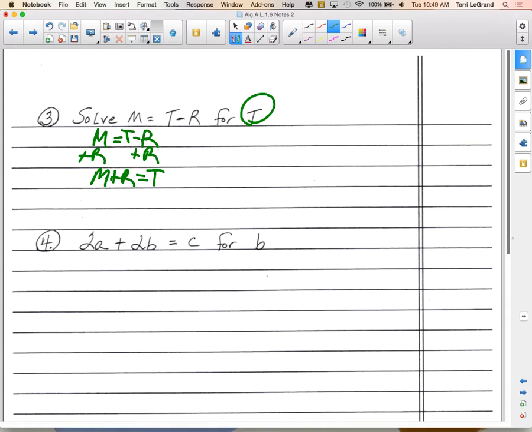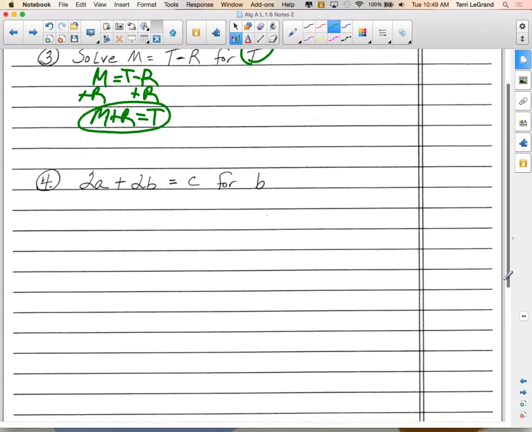It was t needed to be alone, r was being subtracted from t, so we need to undo subtracting with adding, and we don't have any multiplication going on that time, do we? So we don't want to invent things that aren't really going on. We just want to deal with what is really happening in that problem.